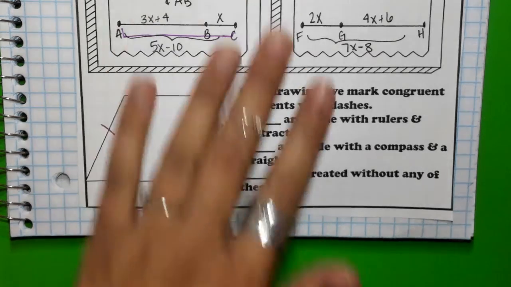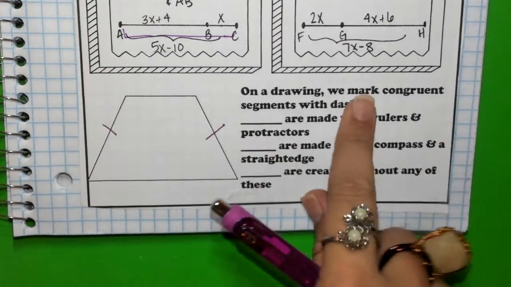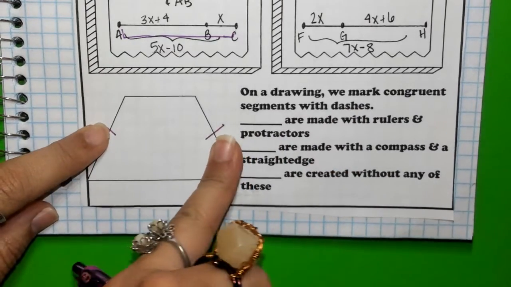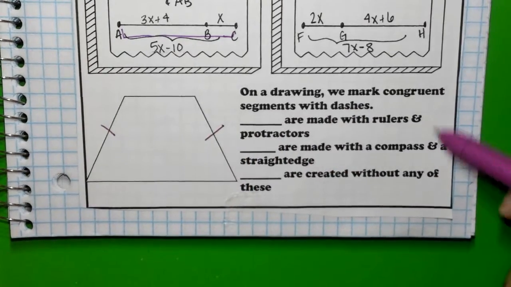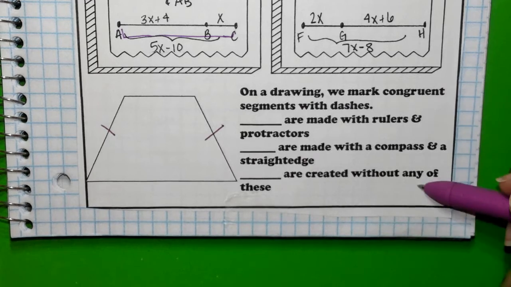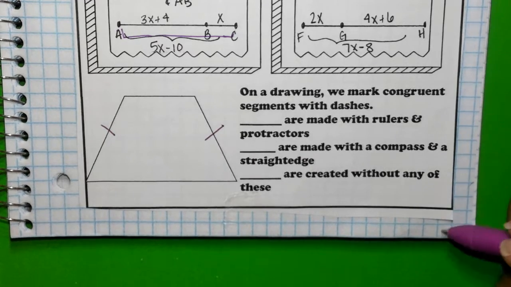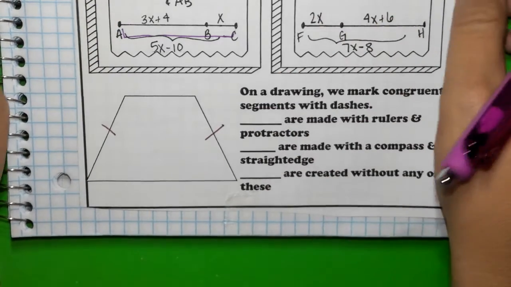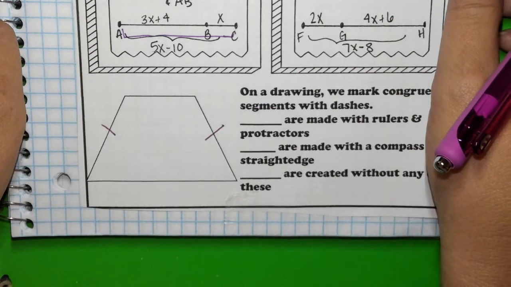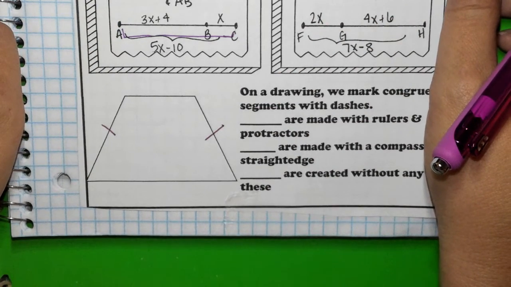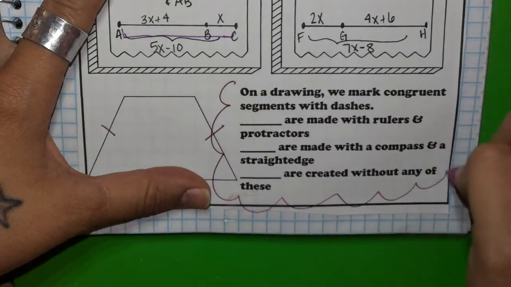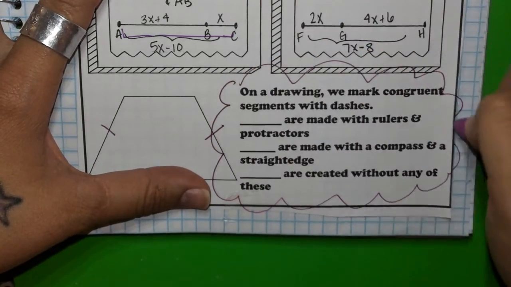Okay. All right, so on a drawing, we mark congruent segments with dashes. These two are congruent, so we put dashes. These are vocabulary words that you need to know for your next vocabulary test. Does everybody understand? Now, circle it, heart it, square it. Something so that you know that it's important.